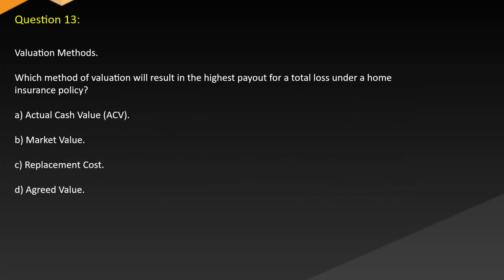Question 13. Valuation methods. Which method of valuation will result in the highest payout for a total loss under a home insurance policy? A. Actual cash value (ACV). B. Market value. C. Replacement cost. D. Agreed value.